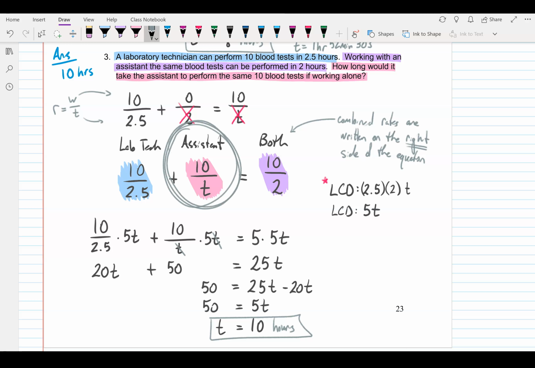Well, the assistant's pretty terrible, to be honest. It takes them 4 times as long to get this done. It takes them 10 hours when the lab tech takes 2.5 hours. And that makes sense. The assistant is not properly trained yet. That's why they're the assistant. So the answer actually does make sense. And hopefully, you can see what I'm getting at here.